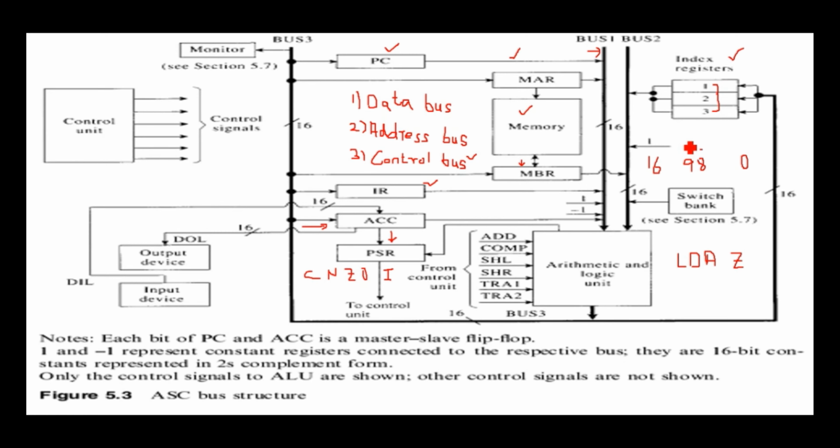If the status of these bits is 00, then there will be no index register selection. If it is 01, then index register 1 will be selected. If it is 10, then index register 2 will be selected. And if it is 11, then index register 3 will be selected. So index registers will be selected with the help of bit number 8 and bit number 9.